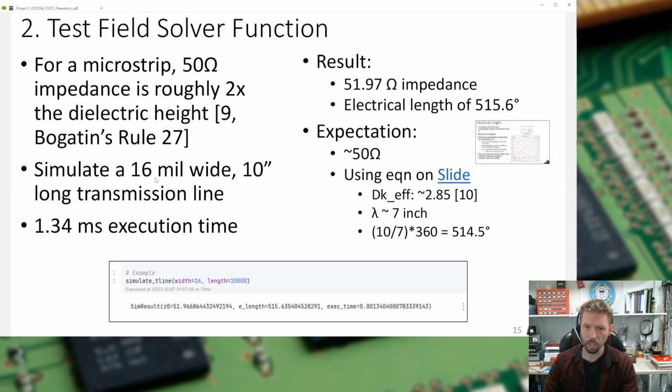And then using the equation from one of our previous slides, we can try to compute the approximate electrical length. So if the effective dielectric constant is 2.85, that's according to reference number 10 here at the end of the slides, we get a wavelength of about 7 inches, and we're using a 10-inch trace, so 10 over 7 times the 360 degrees, we get 514.5. So we know that the simulation function is doing pretty much what we expect. All right, so moving on.